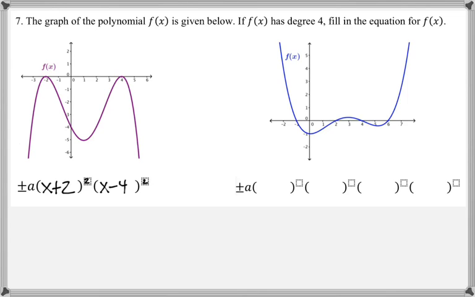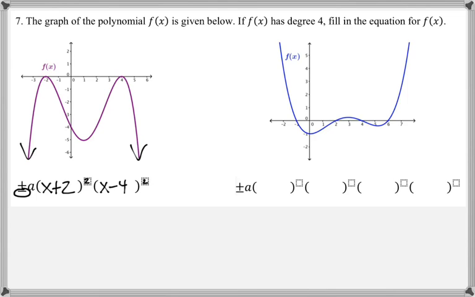Now, because it's going down as you go to the left and going down as you go to the right, this would actually have to be the negative case here. You would have to have a negative coefficient out in front. And I don't know what that's going to be. Meaning we're calling it a, but I know it has to be negative.